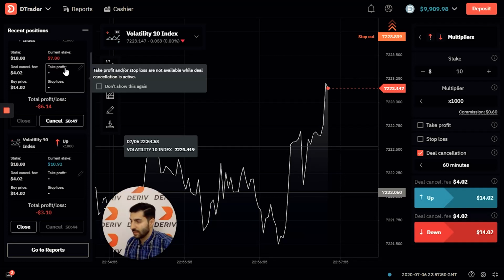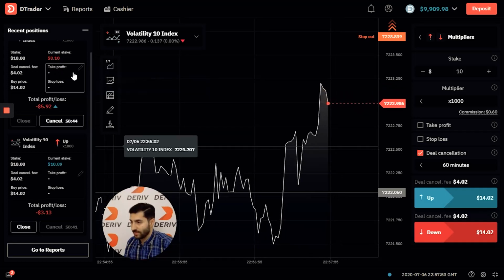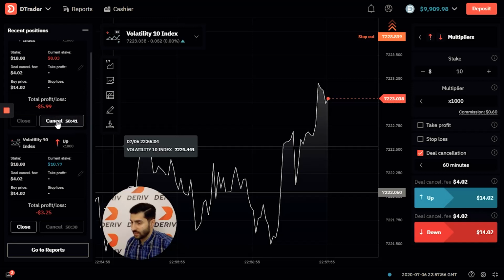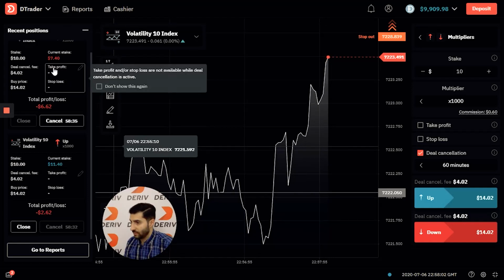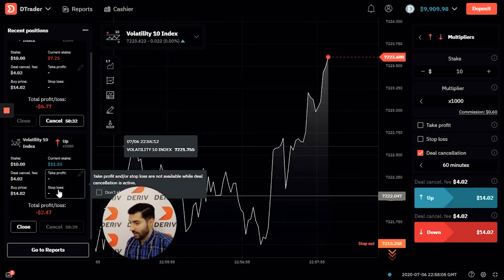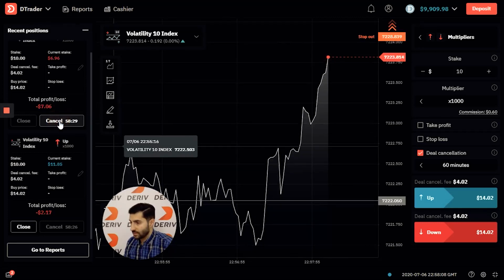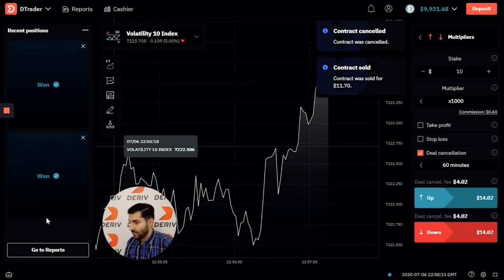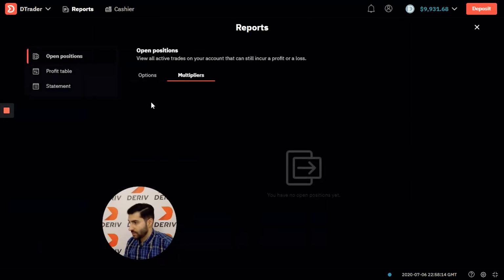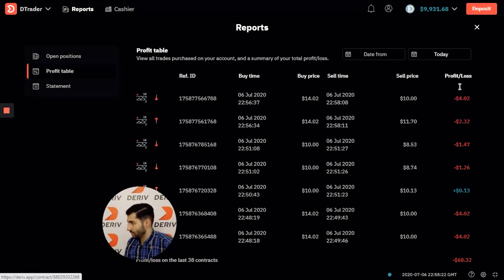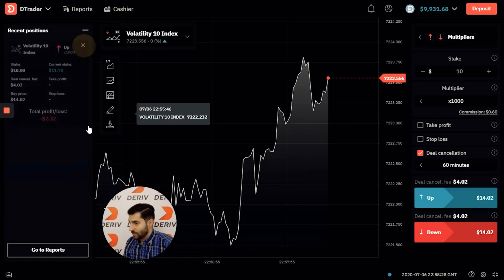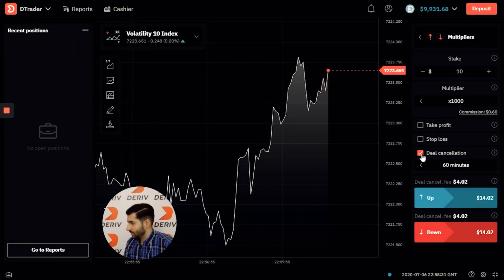You'll notice that the take profit and stop loss options are not available, and you cannot activate them while deal cancellation is on. Once this time is expired, if I haven't done anything up until then, I can then activate either of these or both of them again. Right now, I cannot. So I'm going to cancel this contract, and we're going to close this contract. I'm going to go to reports, and we look at profit table, and over here we can see the exact result of all the contracts that I purchased, those two most recent ones being the top two here. Going back to the platform, we'll just clear up things over here for us, keep it tidy.